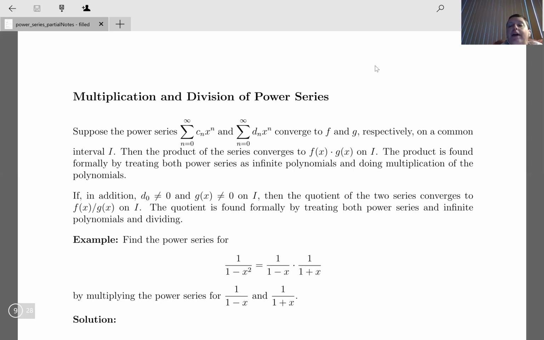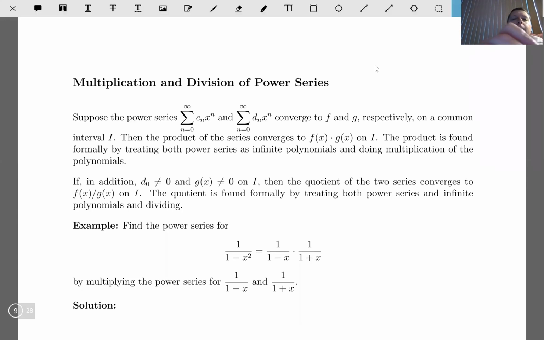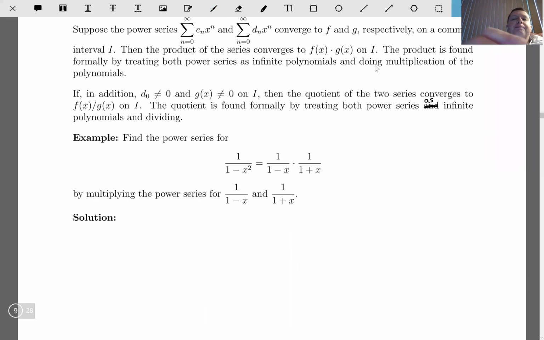And how do you do that? Well, you treat them just like they're infinite polynomials. Just like infinite polynomials. That's why right here, that's supposed to say multiplying as infinite polynomials and dividing. So let's do the example.